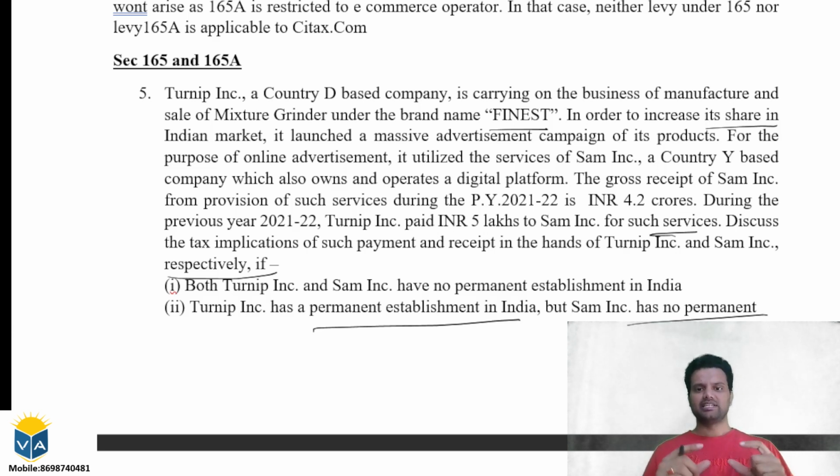Like that. So instead of reading this question line by line, I will make a summary of this question, then we will discuss in detail.